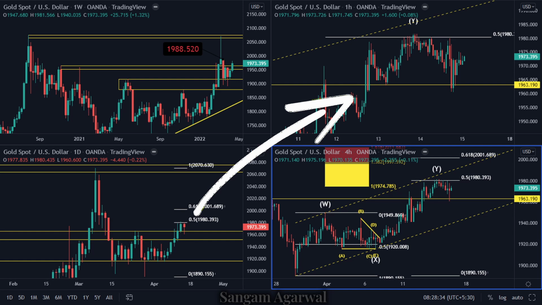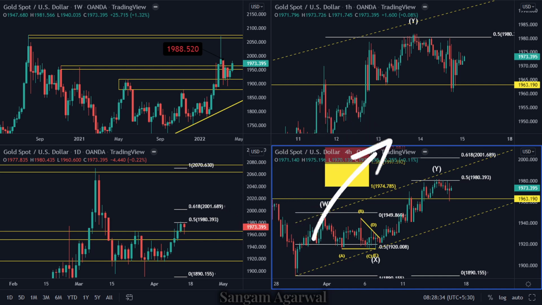On the H4 time frame, after a test of 1963 horizontal support, the next target will be 2001 because it is the 61% retracement and the last resistance on the weekly time frame, because after that it will test the all-time high.